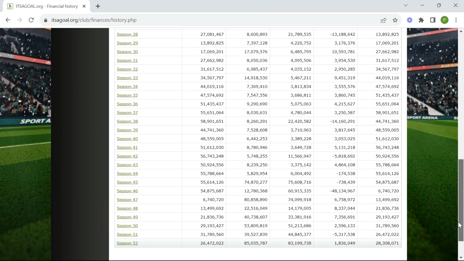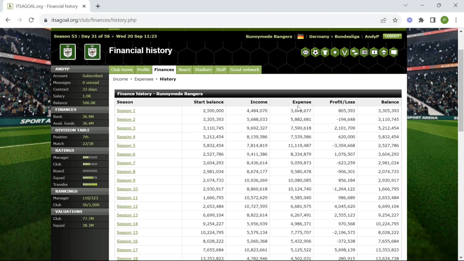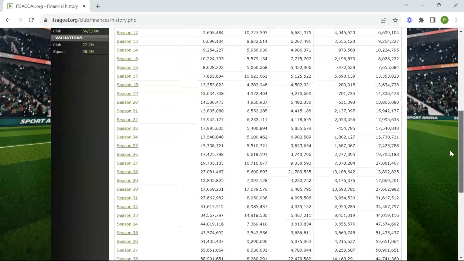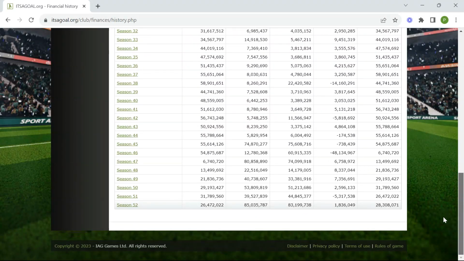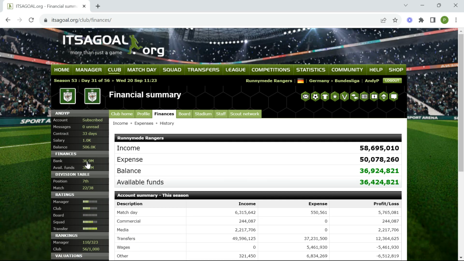52. And as you can see, what I draw your attention to is just income and expenses here. Just watch how these numbers increase as we get higher up in the league. We're talking big money now that we are in the Bundesliga, and we are using the youth academy and transferring players in and out all the time. Cool, right, so that is a rough and ready look at finances.